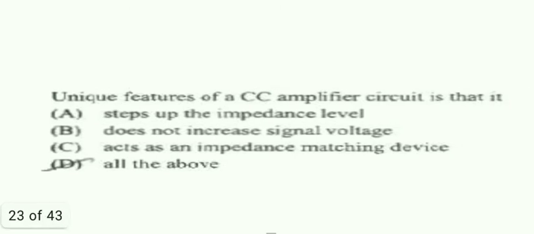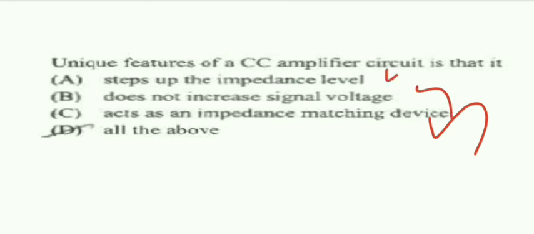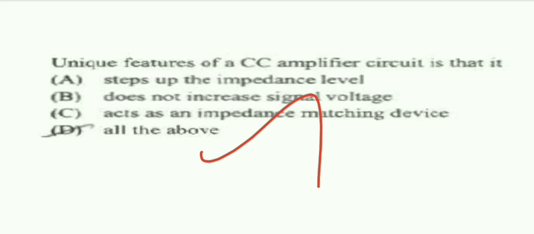Next one, the unique feature of a common collector amplifier circuit is that a common collector is used as a voltage follower, that is, output follows input. It also acts as an impedance matching device, so that is right. It does not increase the signal voltage, yes, in common collector output is equal to input, so it is also right. Steps up the input impedance, yes, it is an impedance matching device, so that is also right. So the correct option is all the above. So option D is the correct answer.